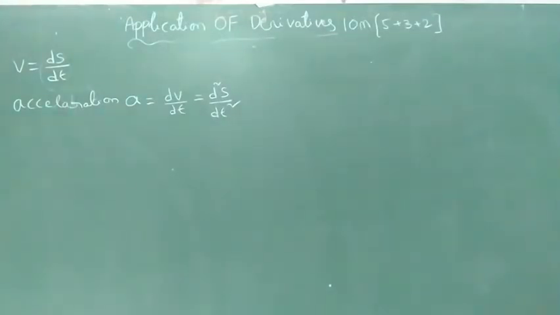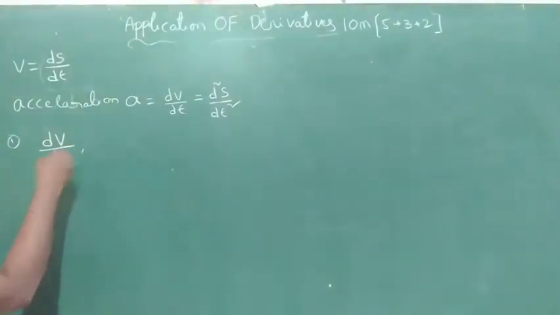Okay. Next, the rate of change in volume. Velocity and acceleration are clear. Next, one by one examples. How to write the rate of change in volume? Volume is denoted by V. The rate of change in volume is equal to dV by dt.